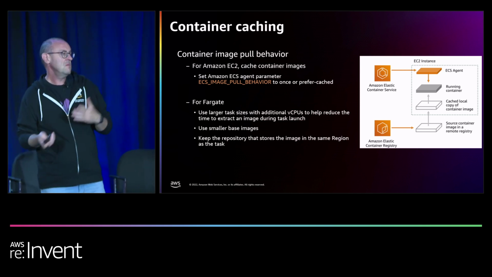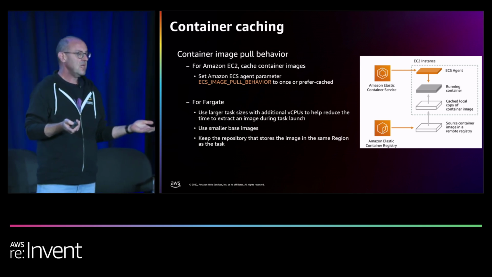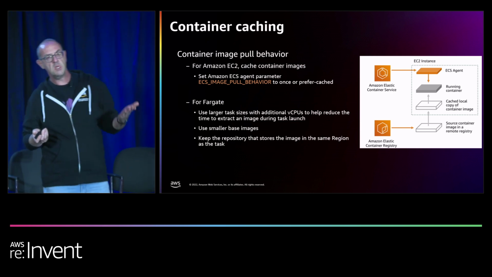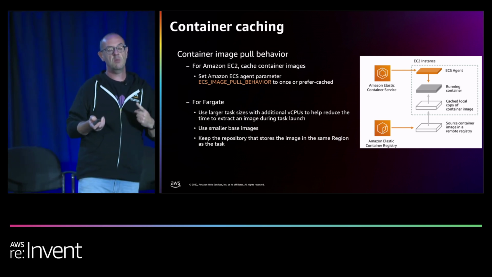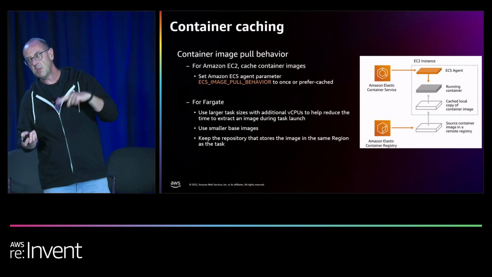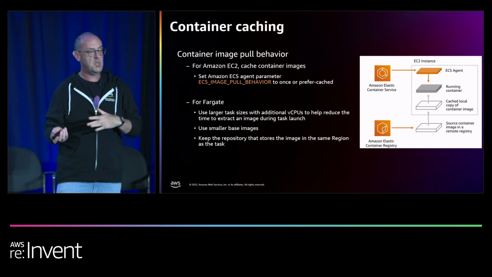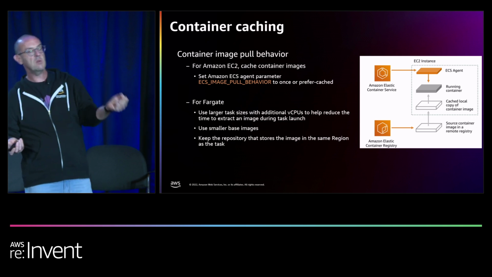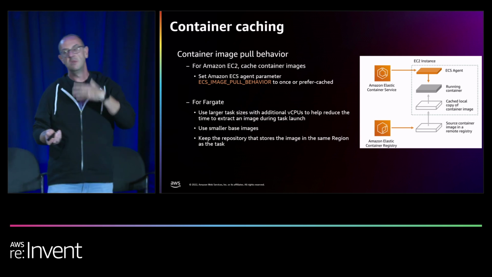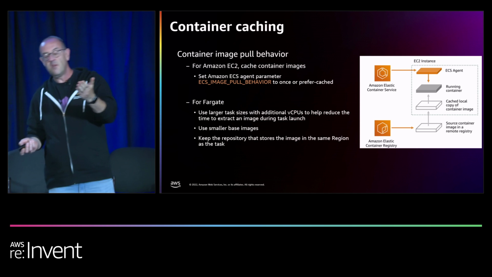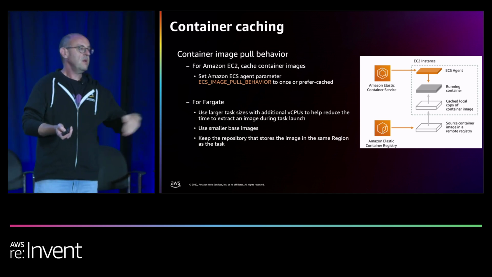For EC2, you can configure the ECS agent to pull the image once and only once. It will be cached on the machine, and then subsequent pulls for that specific task or container will use the local cache instead of having to pull the image each time, which will take time to transfer over the network, unpack, and start up the image.